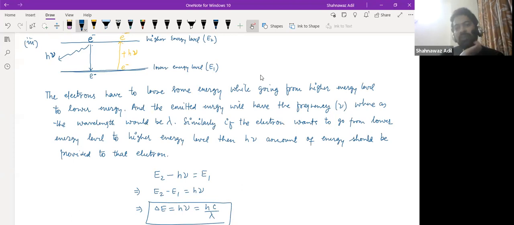You guys just have to remember three postulates: one about stationary orbits, another about the momentum, and the third one about the changing.